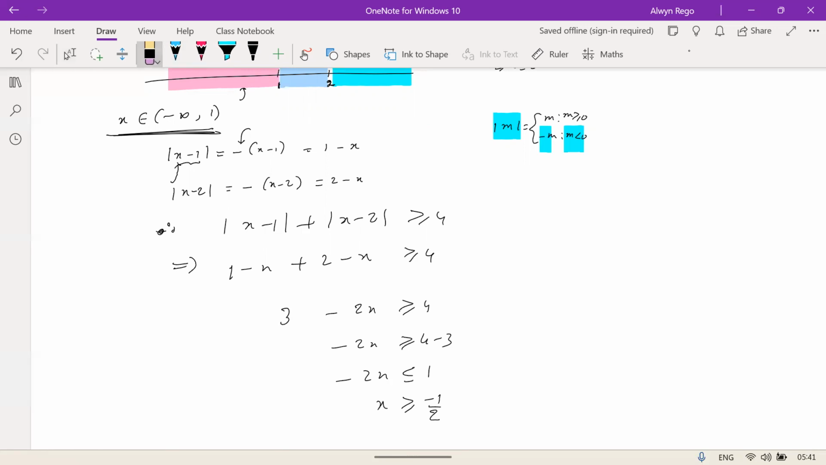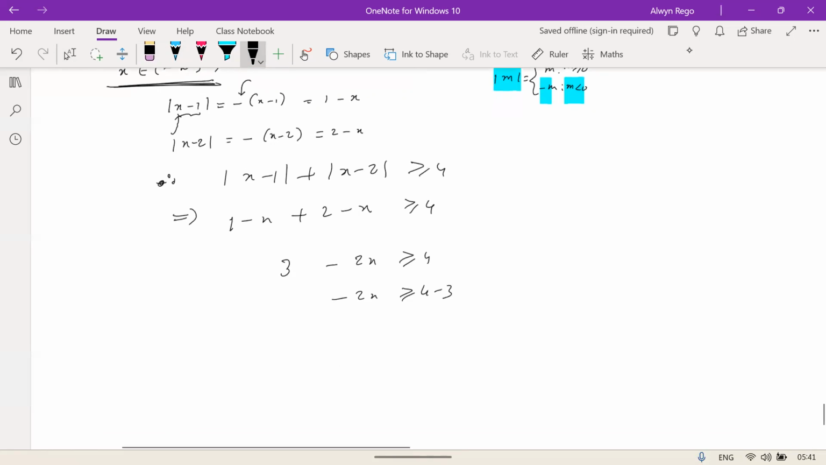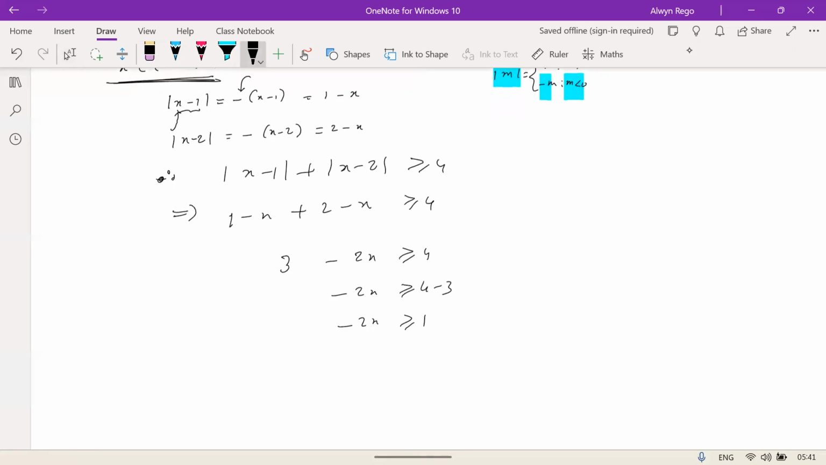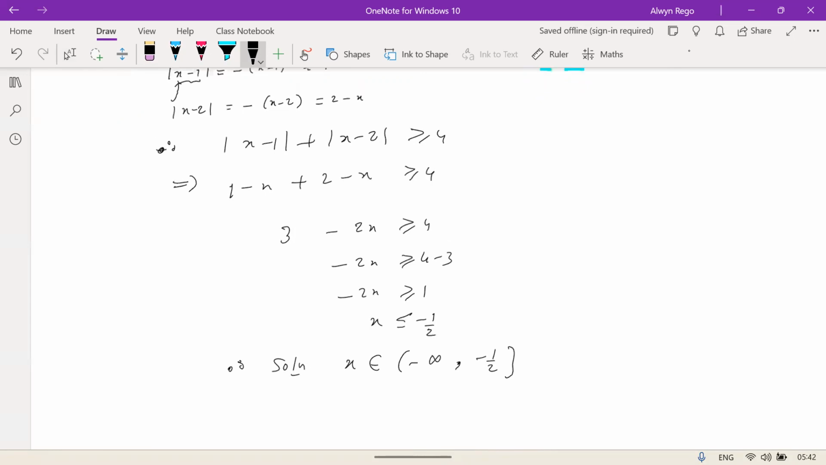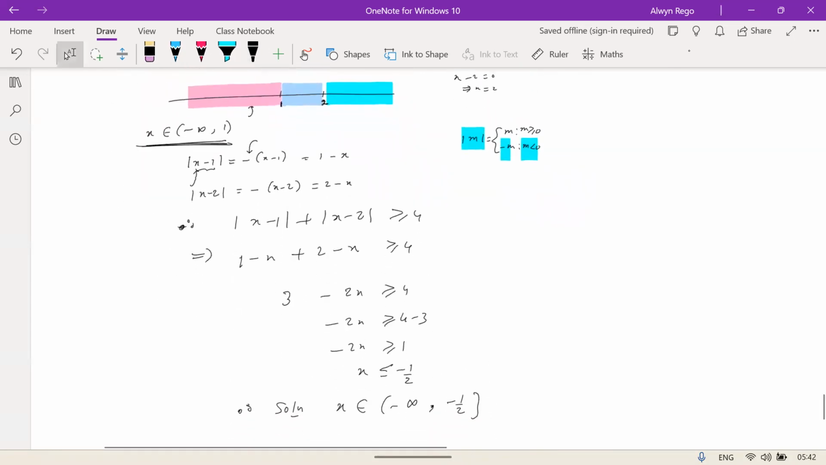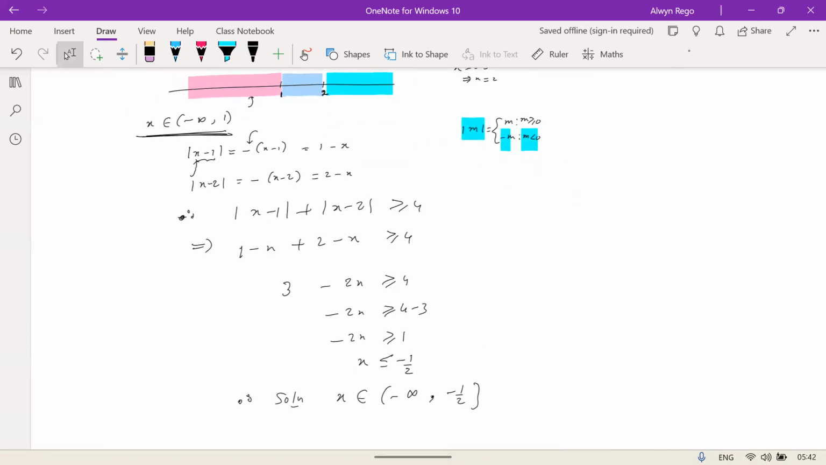I'm sorry, I made a mistake there. It's not this. So you have minus 2x is more than or equal to 1. Therefore, x is less than or equal to negative half. Therefore, the solution is x belongs to negative infinity to negative half here. So this is the solution that we found out when x is less than 1.